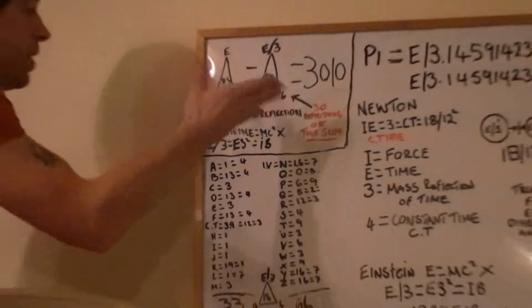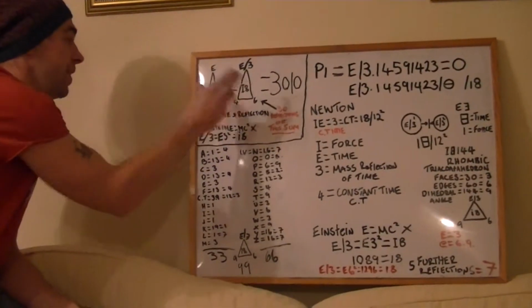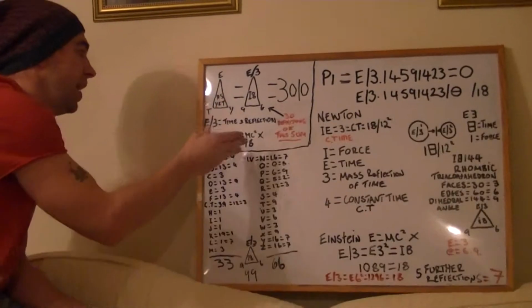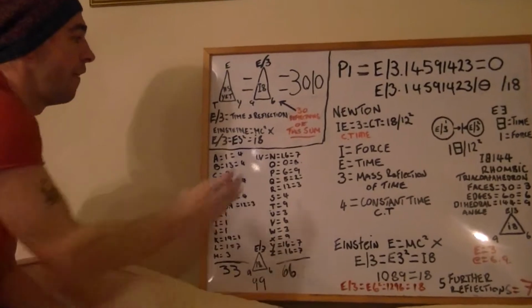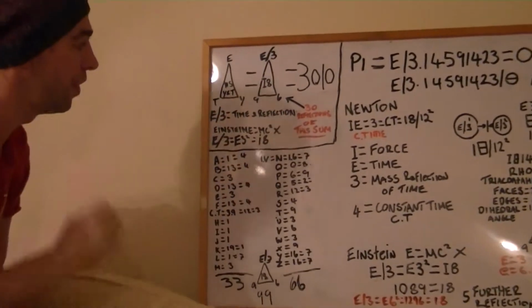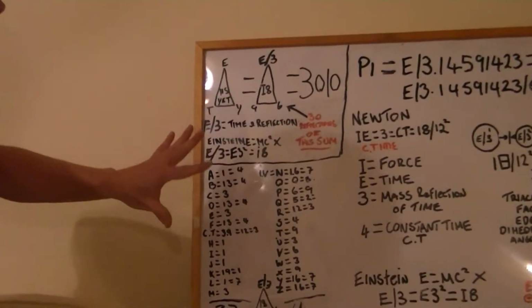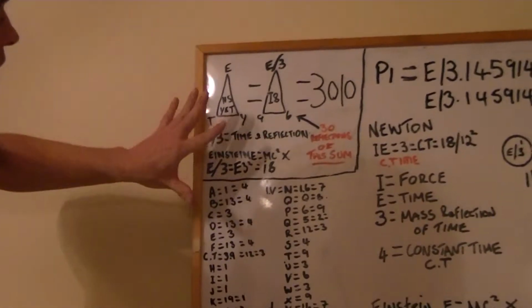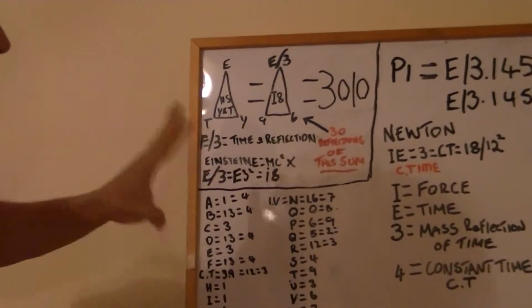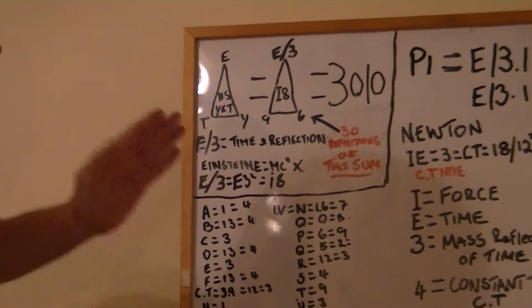So moving up, I then applied that to this math. Out of this sum, 369, which is 18, and E equals time, I found 30 reflections of this sum. So now I'm going to show you how applying reflection to our greatest math puzzles works.